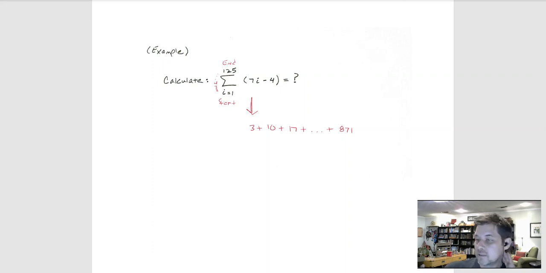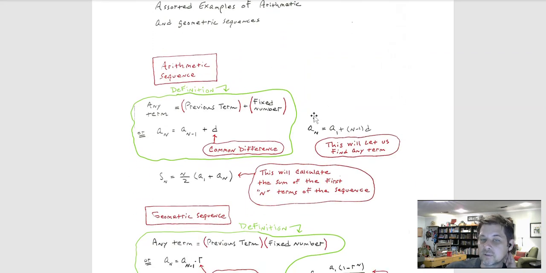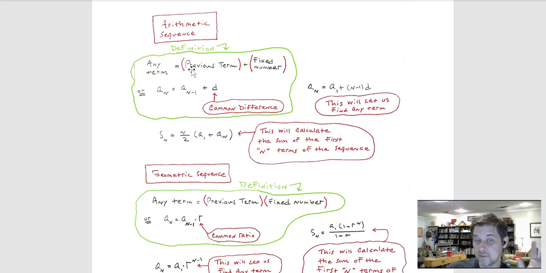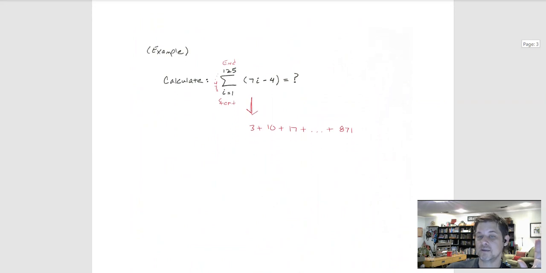So is this a sequence where you find any number by the previous number plus some fixed number? So let's look at it. When you have 3 and then 10 and then 17 and so on, what kind of sequence is that? So we could do it like this. The way it should work is that I'm adding the same fixed number to every term to get the next term. So it's like 10 plus this number d is equal to 17.